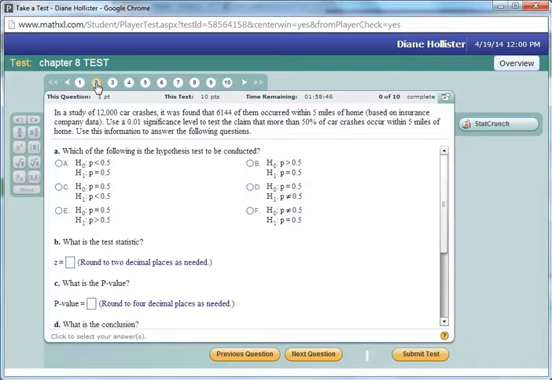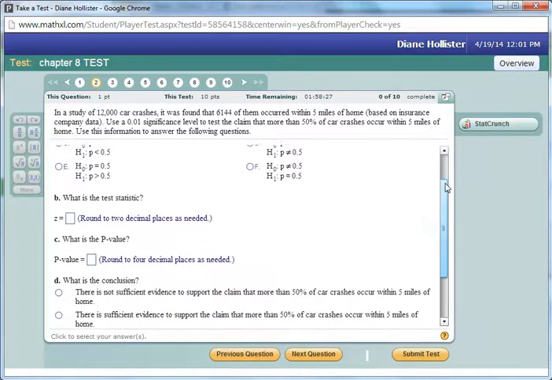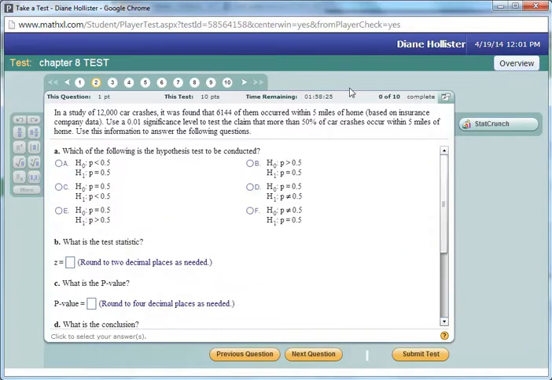Another type of question here is similar to one we did in homework as well. This is about the number of car crashes within 5 miles from home out of a total number of car crashes. As soon as you see a part out of a whole or a claim about a percentage, that tells you right away what type of problem it is. This particular one, you're doing your p, null and alternative hypotheses, your test statistic, p-value, and of course drawing a conclusion.